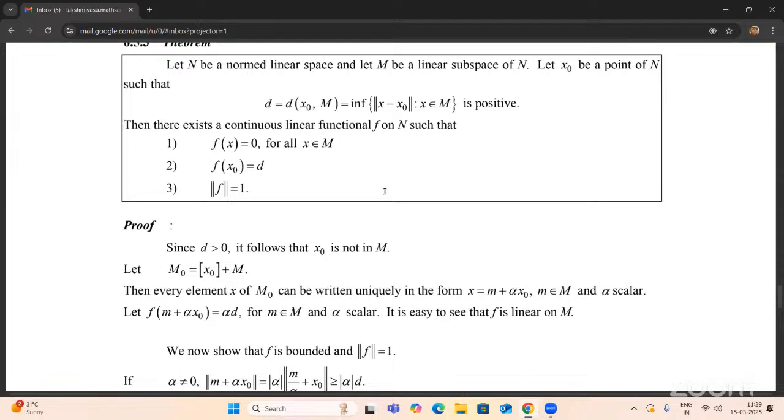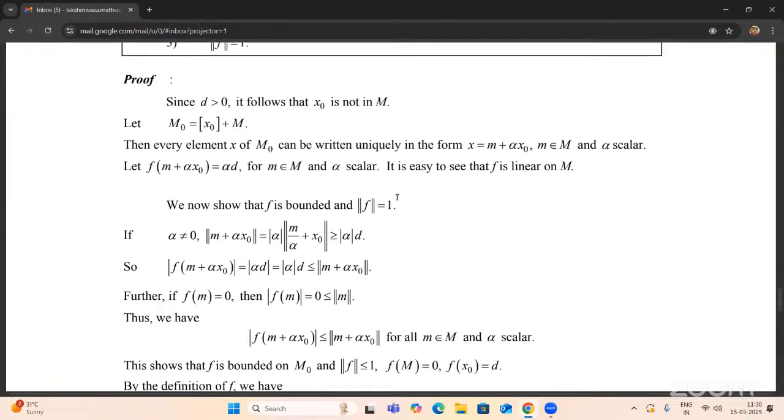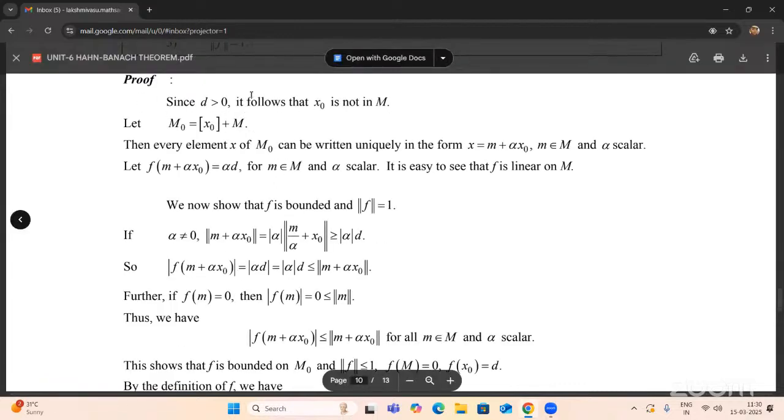Now here the usual metric d of x naught and M equals the infimum of norm x minus x naught, where x belongs to M. And f is a continuous linear functional on N with f of x equal to 0 for all x belongs to M, and f of x naught equal to small d, and norm f equal to 1. Since d is greater than 0, it follows that x naught is not in M. So consider the generated set, generated by x naught plus M.